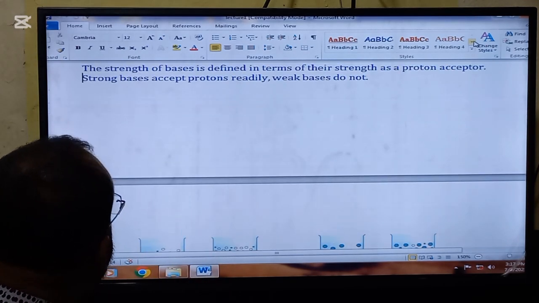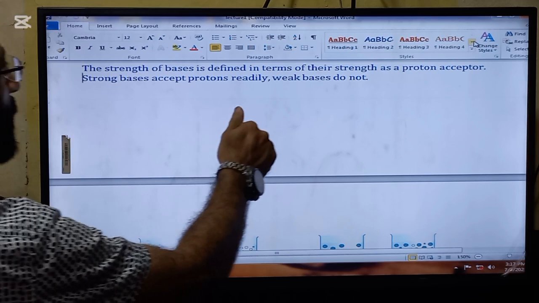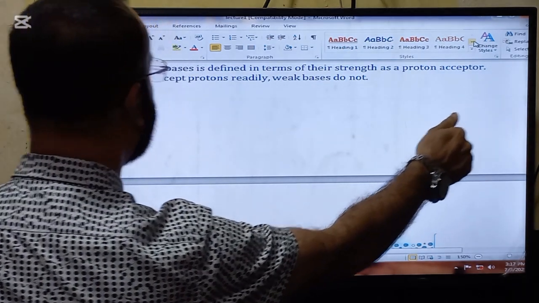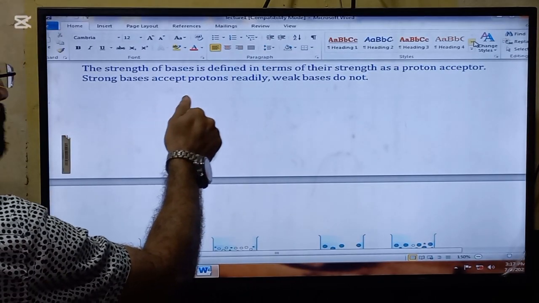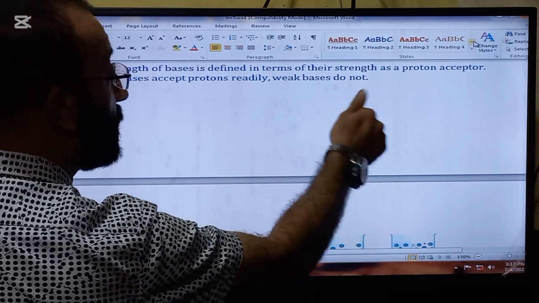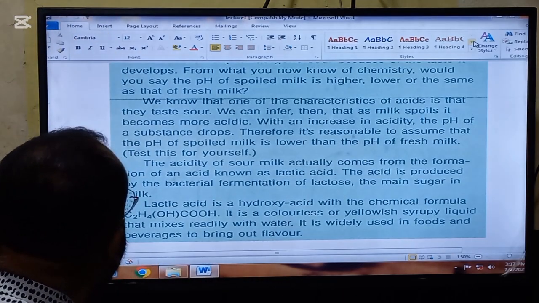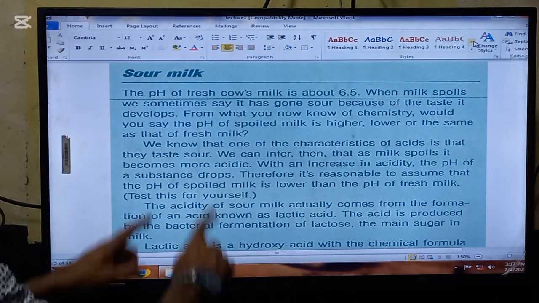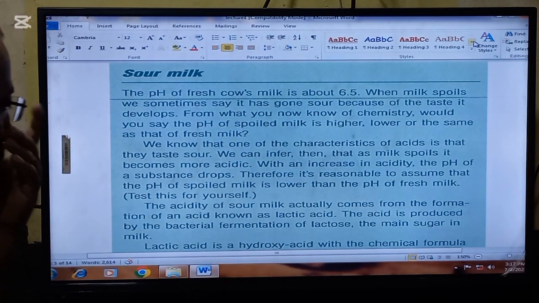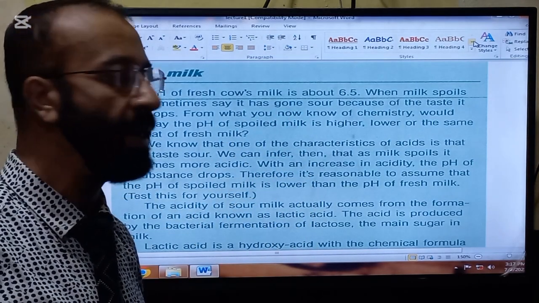The strength of bases is defined in terms of their strength as proton acceptors. Strong bases accept protons readily, weak bases do not. Okay, further, this is a very important topic which has come many times in the paper.